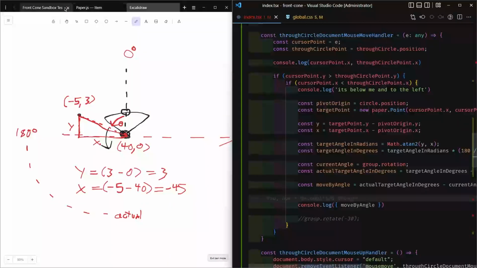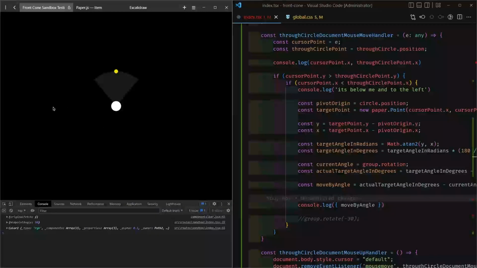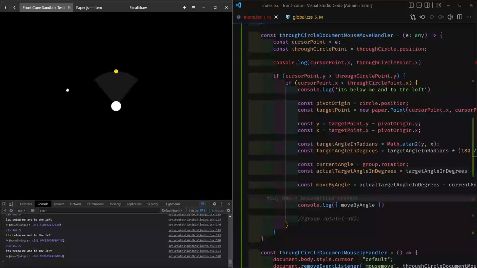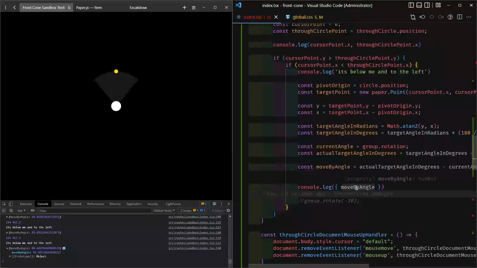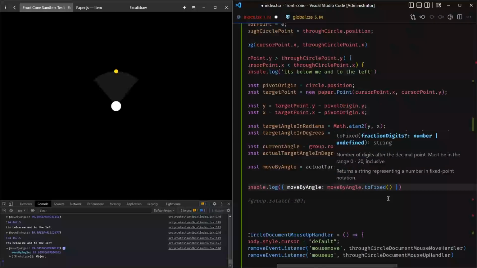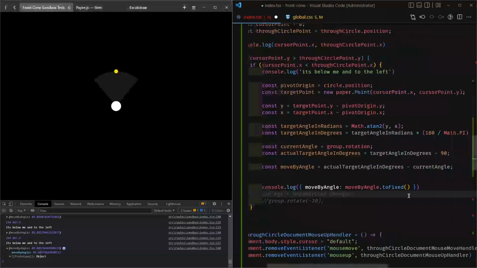So I like this move by angle. And hopefully if we get down here, it should be 90. Move by angle is almost 90. It's pretty much 90. And we can do a toFixed or a round, we round to a specific decimal point. That's too complicated. Honestly, let's just keep it like it is.